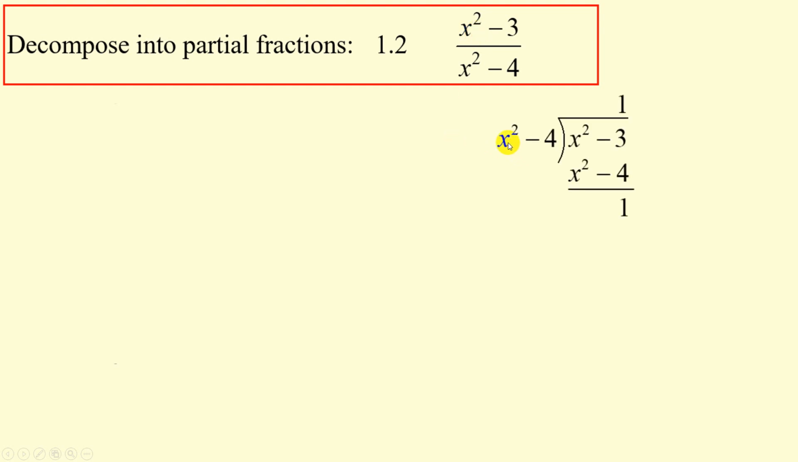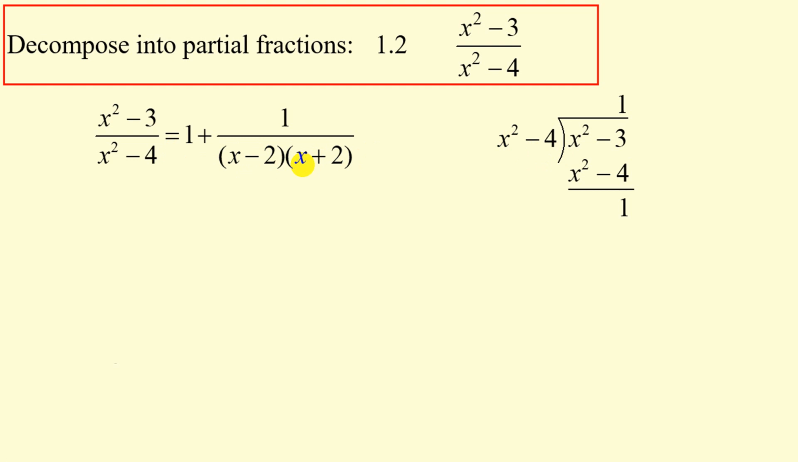So there we are. We say x squared into x squared goes 1. 1 times x squared minus 4 gives you x squared minus 4. Subtracting, which means changing the sign of the -4, we get a 1. And so the answer is 1, remainder 1. And what that means is we have a 1 from the completed division there, and then that 1 still needs to be divided by x squared minus 4, so it's 1 plus 1 over x squared minus 4, which is then factorized.